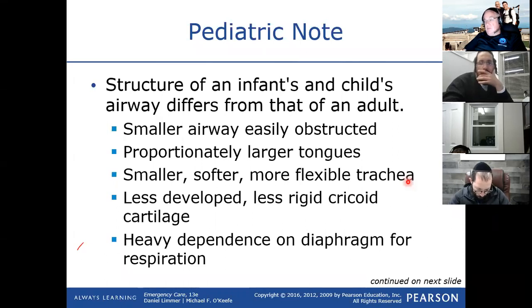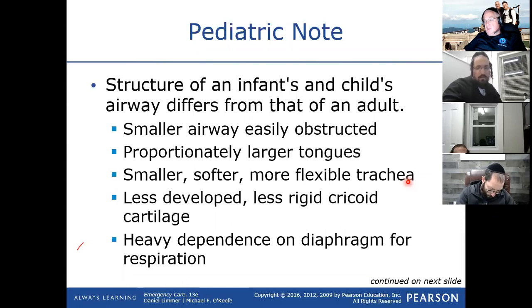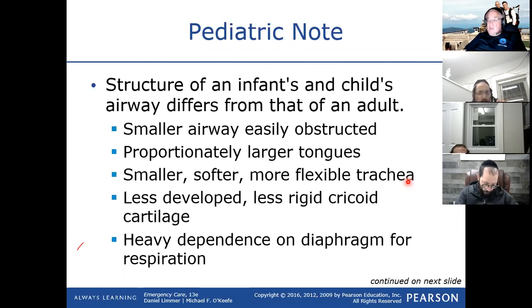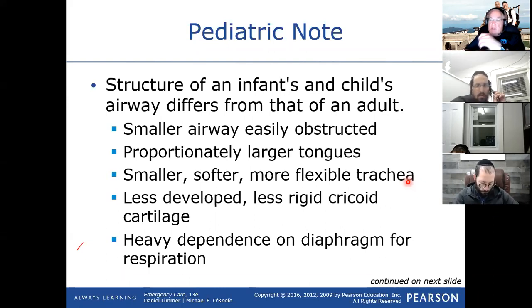so they're easier to be obstructed. Again, proportionally, which doesn't mean the kid's tongue is larger than an adult's tongue, but just proportionally, a kid's tongue tends to take up more space in a kid's mouth than an adult tongue does in an adult mouth. And since a tongue is really just a muscle, right? And if it relaxes because the person's unconscious, on a pediatric it's easier for the tongue to obstruct the airway.